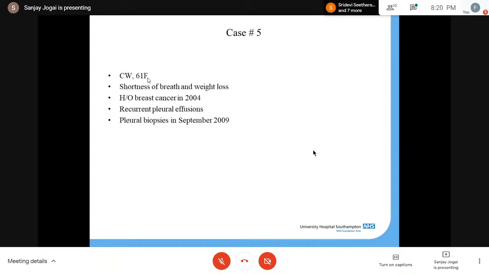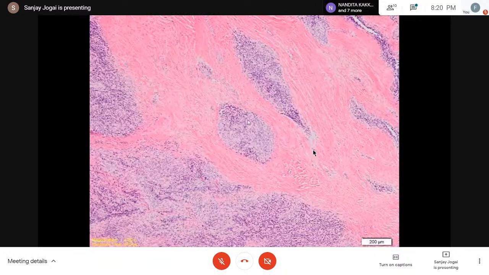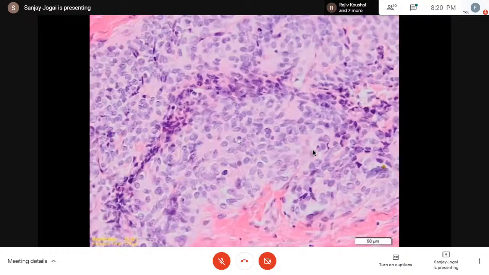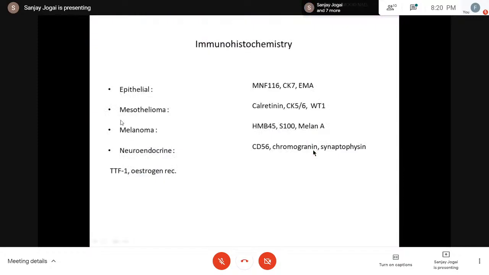So, a 61-year-old female presented with shortness of breath. This is again from 2009. I had just become a consultant and I struggled with this case. So, very sclerotic looking pleura and lots of these islands of infiltrative cells. Now morphologically they don't look very atypical. They are medium sized, there are not many nucleoli, very occasional mitotic figures. And I did a plethora of immunos. So all the epithelial markers were negative, mesothelioma markers were negative, melanoma was negative, neuroendocrine markers were negative, TTF1, estrogen, I haven't put here, obviously lymphoma markers were negative. And I just gave up.